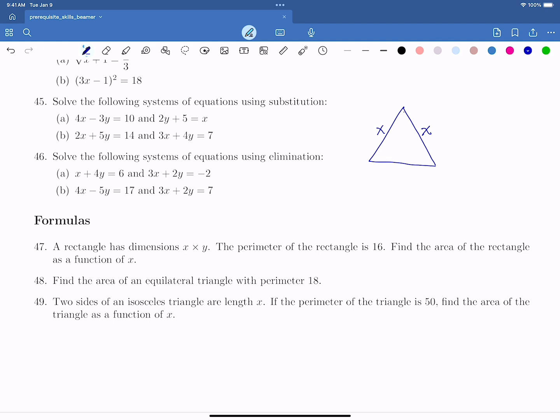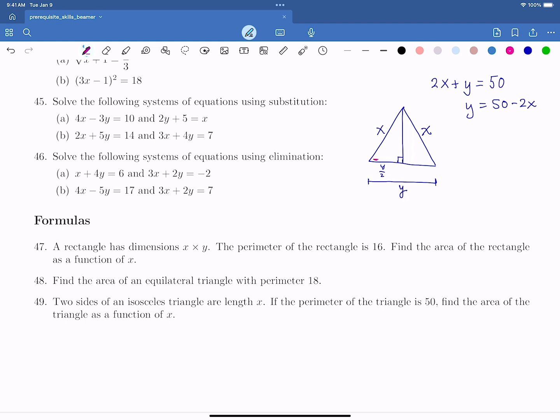Okay, so I don't know if we need to drop a perpendicular bisector down here, but it might be helpful. We know the perimeter is 50, so I'm just going to call this side y. I don't know if it's equal to x. If it's x, it's an equilateral triangle, which is also isosceles, but it's not necessarily equal to x. So now this is y over 2. And we know that the perimeter of the triangle is 50. So 2x plus y equals 50. Now if I isolate the y, I have y equals 50 minus 2x.